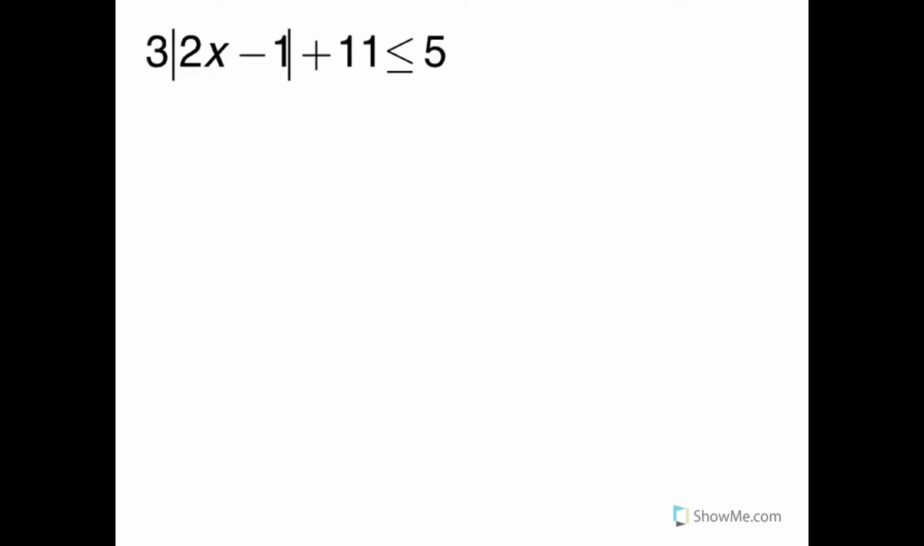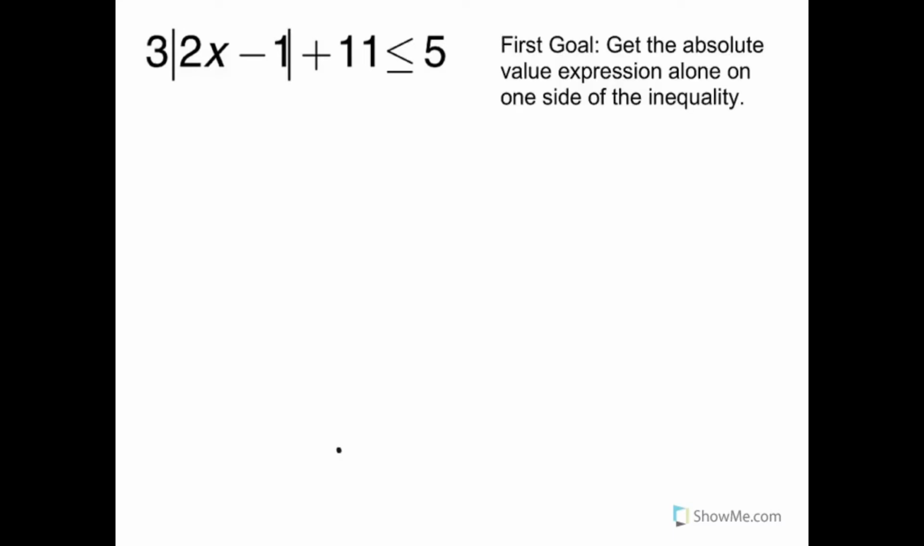3 times the absolute value of 2x minus 1 plus 11 is less than or equal to 5. Our first goal is always to get that absolute value expression alone on one side of the inequality, because that way we can analyze it and see what's going on.